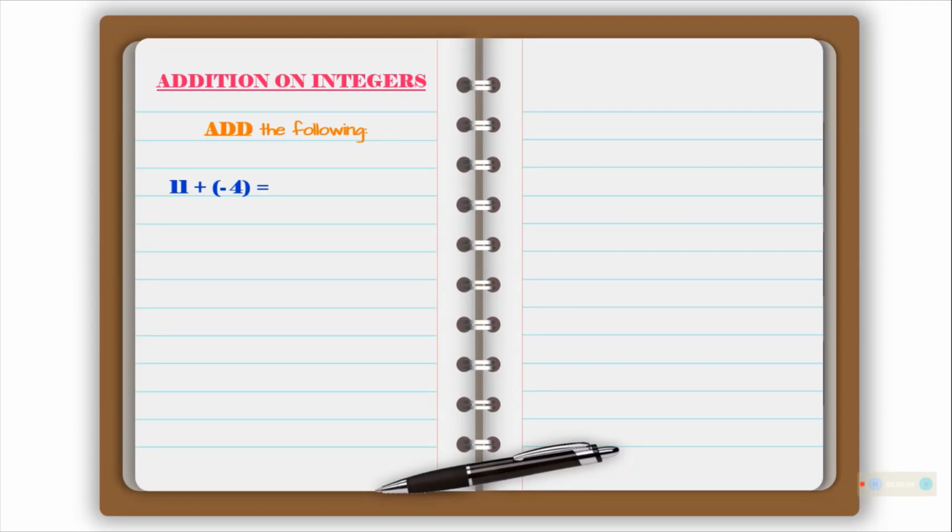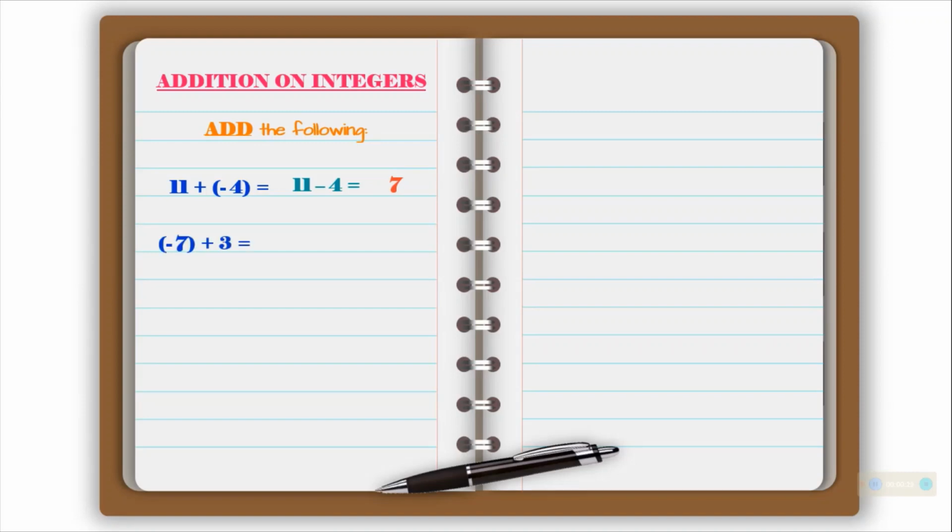Okay, add the following. 11 plus negative 4. They have different signs, so we will subtract 11 minus 4. Then, take the sign of the larger absolute value, which is positive. So, the answer is positive 7.